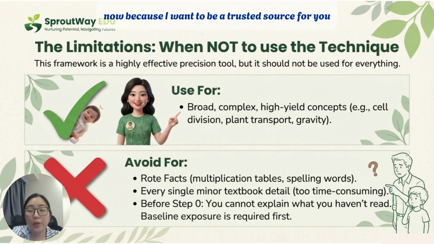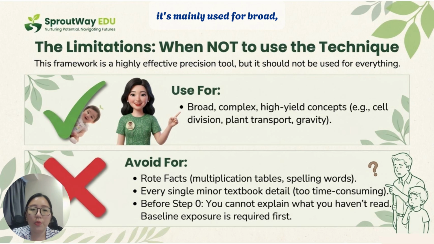Now, because I want to be a trusted source for you, I have to be honest with you about when not to use this Feynman Technique. So the Feynman Technique is a precision tool. It's not for everything. It's mainly used for broad, complex, and high-yield concepts like cell division, plant transportation, gravity, forces, and so on. Do not use it for just memorizing facts. Don't try to Feynman your 6 times tables, just memorize them because those are facts. Don't use it for spelling words.